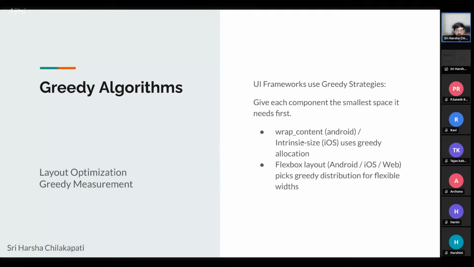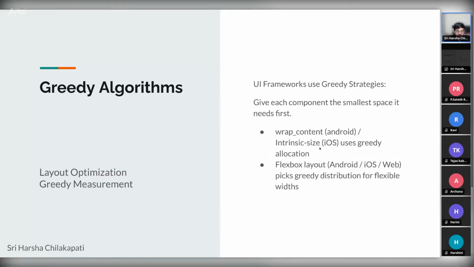Looks like some network issue. Yeah, so wrap content in Android uses that. In iOS, it is called intrinsic size, and in Android, iOS, and web, there is something called flexbox layout. It uses the same intrinsic sizes, the greedy algorithm for distributing the flexible width. So this is another example of a greedy algorithm.